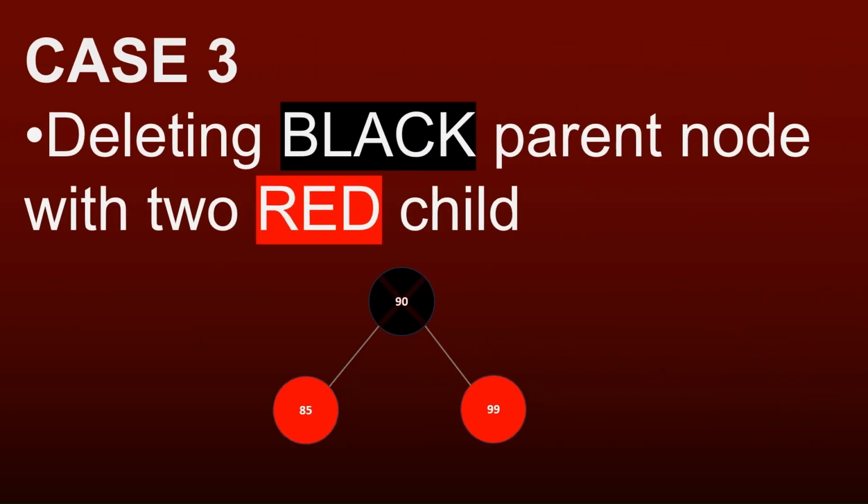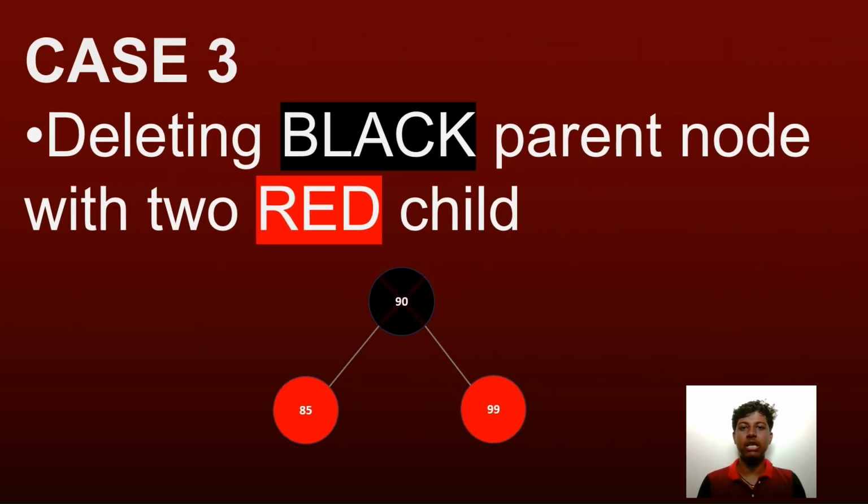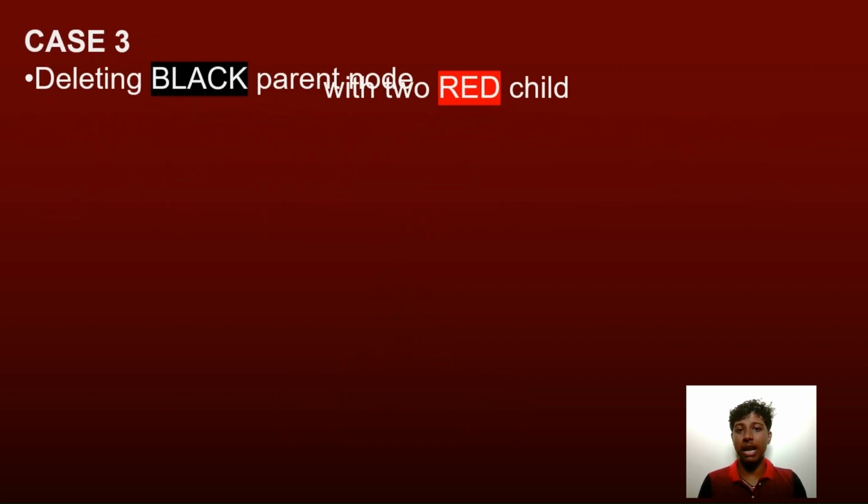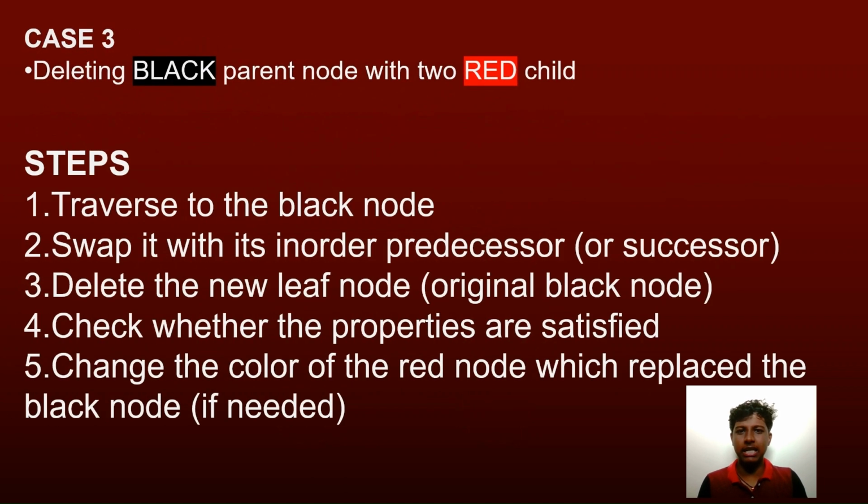Now let us look at the third case, where we are deleting a black parent node with 2 red children. Here the steps are similar to deletion of a black parent node with 1 red child, but with just one extra step. That is, we need to swap it with its in-order predecessor or in-order successor.